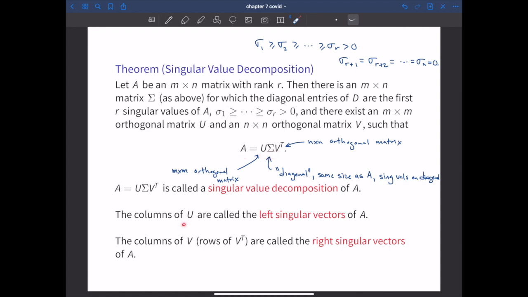The columns of the matrix U are called the left singular vectors of the matrix, whereas the columns of V are called the right singular vectors. So the columns of U go on the left, that's why they're called left singular vectors. The columns of V go on the right, that's why they're called right singular vectors.